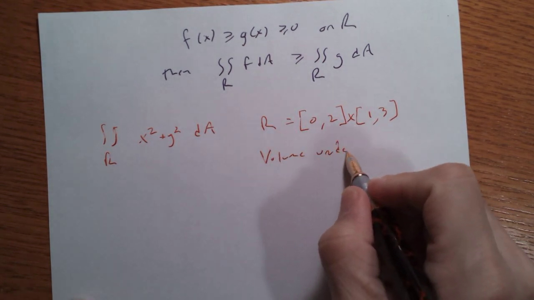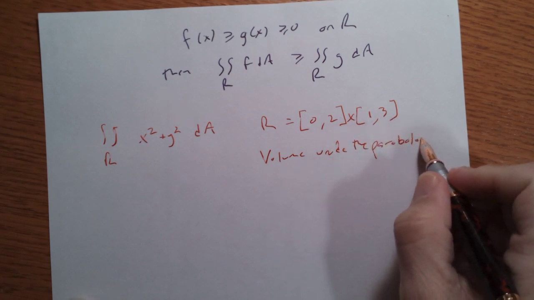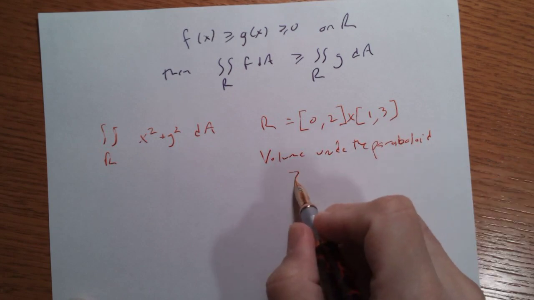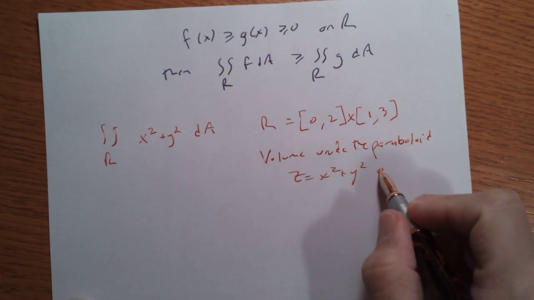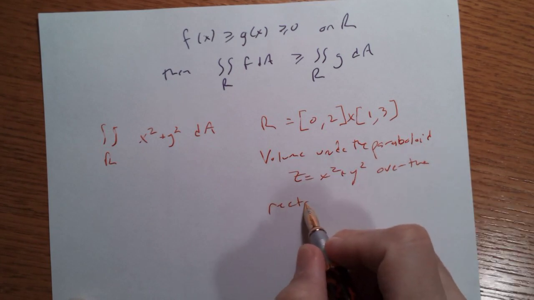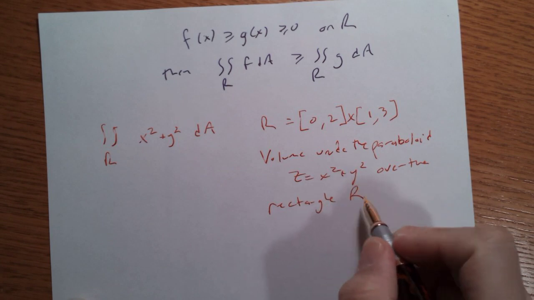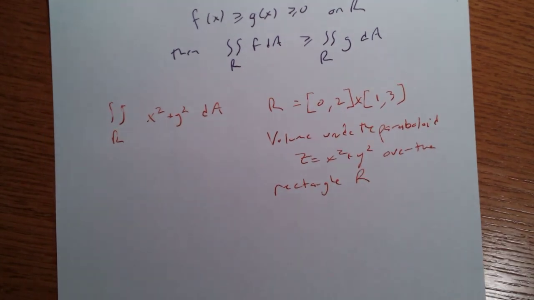Volume under the paraboloid, z equals x squared plus y squared, over the rectangle R. I absolutely do not want to do a Riemann sum here. Doing this Riemann sum would just be unpleasant.